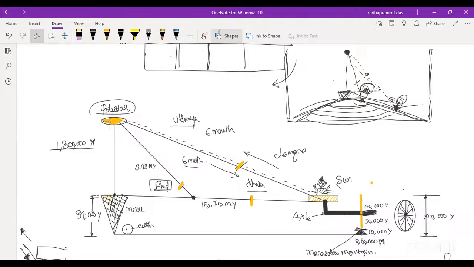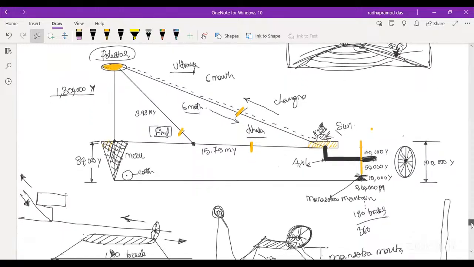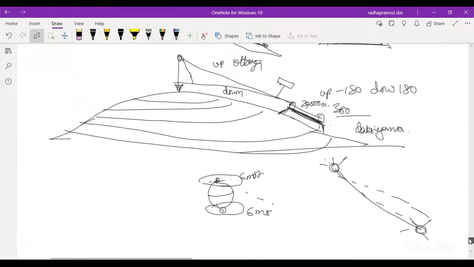Prabhuji, I understood up and down, but I didn't understand right and left. Yes. I will again come back to this picture. Now you are seeing this picture, the Manasotara mountain, and the wheel glows in a cross line. Now I am showing you. You are seeing this picture now here.